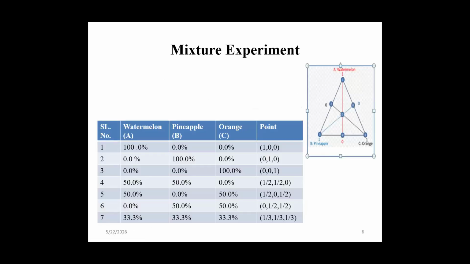So this is just a geometrical representation of the mixture experiment when q is equal to 3. You can see that watermelon, pineapple, and orange are represented by the vertices of the triangle, and the midpoints are the scenario where 50% of two ingredients are present and the third one is absent.